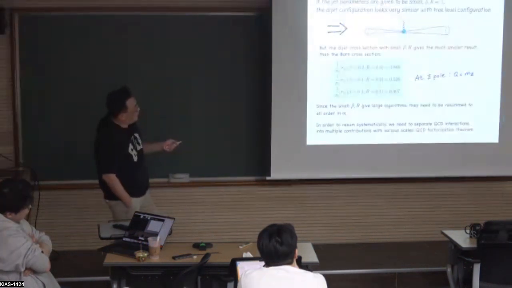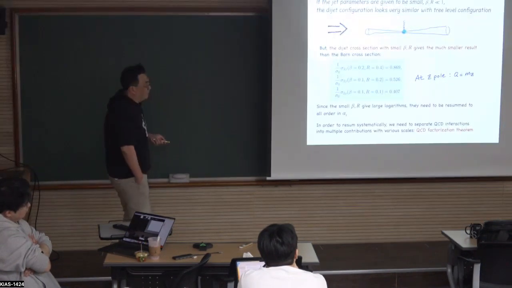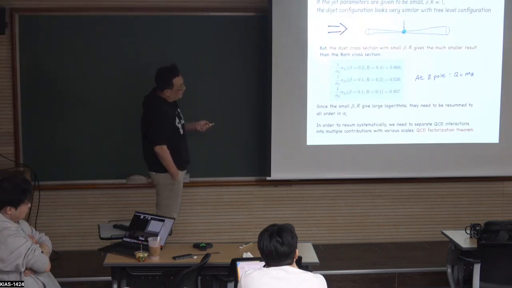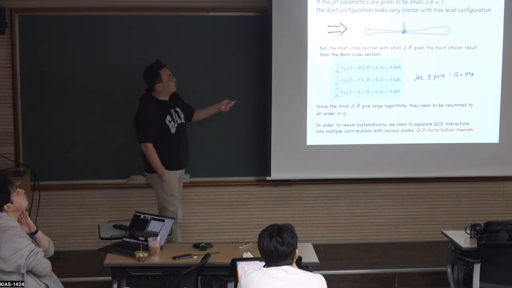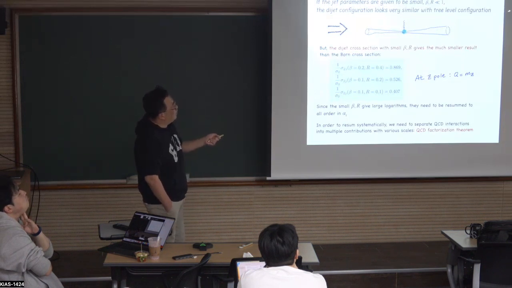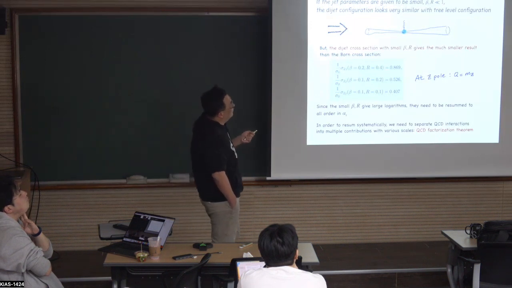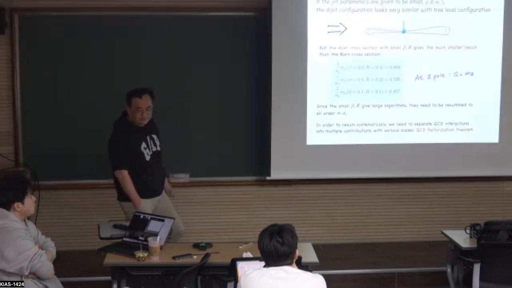However, if beta is 0.1 and R is 0.2, the dijet cross section is just a fraction of the leading order cross section. Also, if beta is 0.1 and R is 0.1, it is just 40% of the leading order result. So even though this situation looks like the tree-level configuration, very similar to it, the actual result should be very different, right?